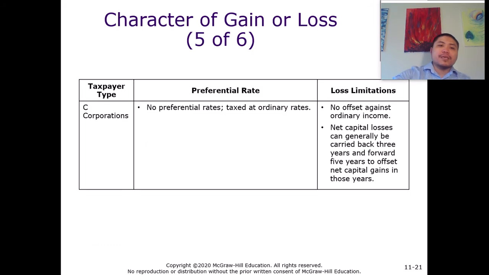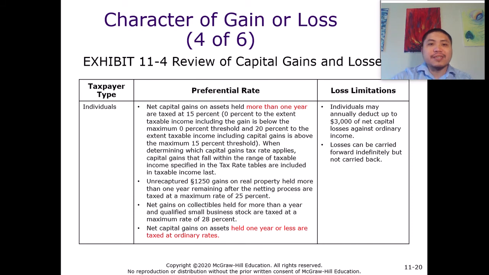Here in this table, it summarizes the characteristics of capital gain and capital loss for individual taxpayers and for corporate taxpayers. For individual taxpayers, we're already pretty familiar with this. If the capital asset is held for more than 1 year, the gain from selling the long-term capital asset is going to be taxed at the preferential rate, which ranges from 0 to 20%, but most people pay 15%.